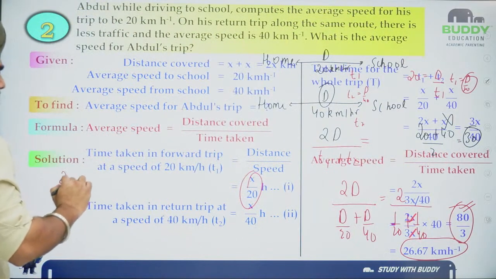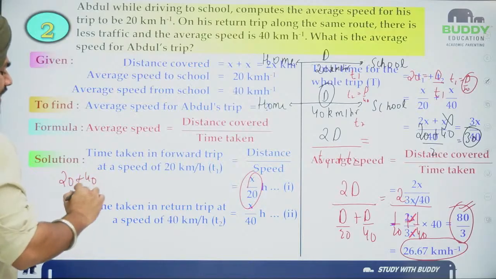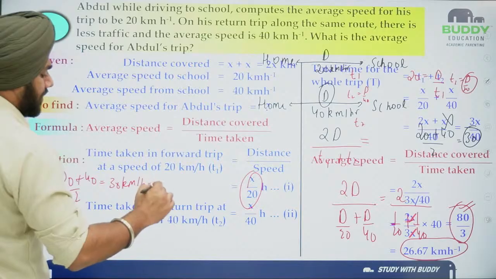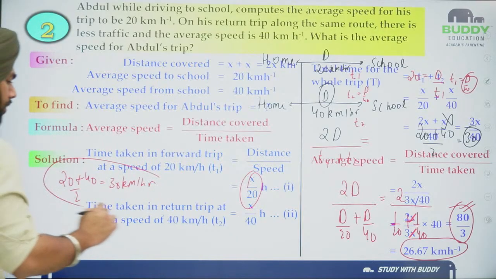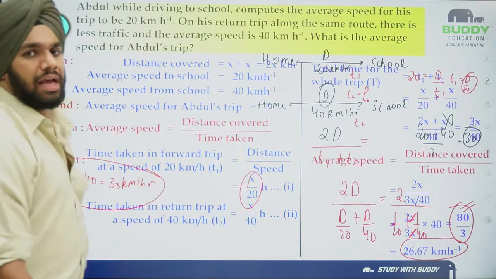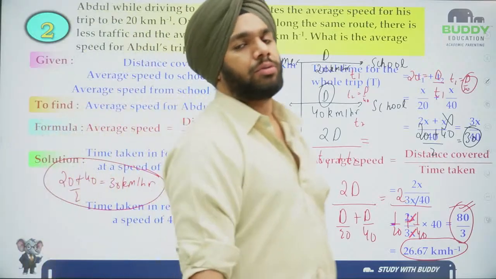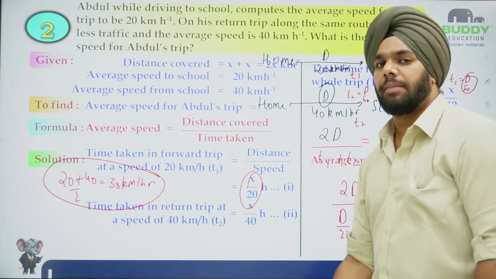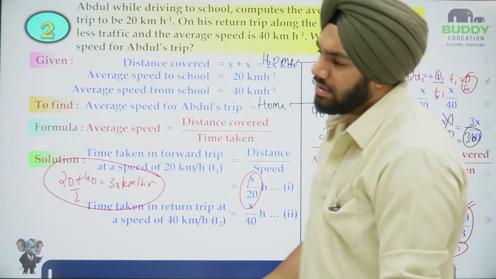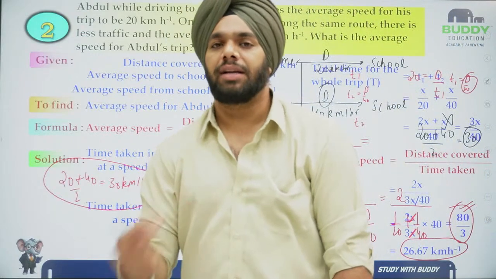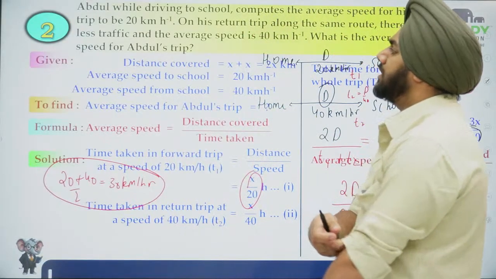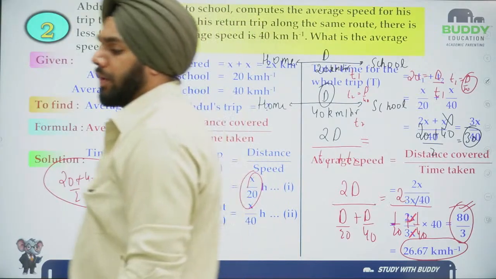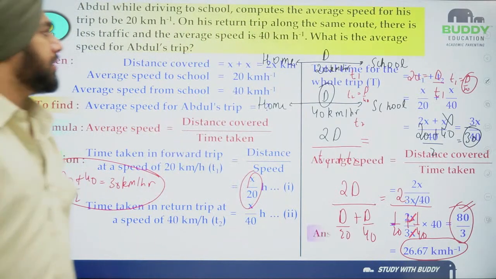20 plus 40 by 2, which is equal to 30 kilometer per hour, is purely wrong. You cannot do this at all. Average speed, you cannot find out this way. For average speed, you have to follow this basic step called total distance upon total time. That's it. Now you have the speed, you have the distance, you can find out the time, and then you can further solve. Okay, coming to the next question.